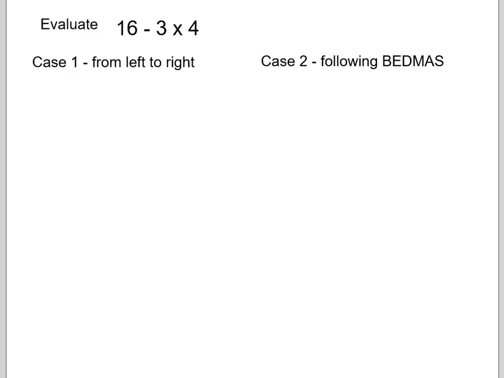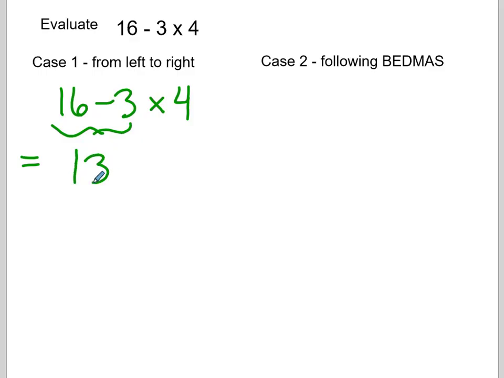So here's the reason why we need BEDMAS. I'm going to do this 2 ways. I'm going to just do it from left to right, and I'm going to do it following BEDMAS. This is mostly a communication issue. If you write 16 minus 3 times 4, and you just go from left to right, these first two, 16 minus 3, would become 13. Then you would have 13 times 4, and that is 52.